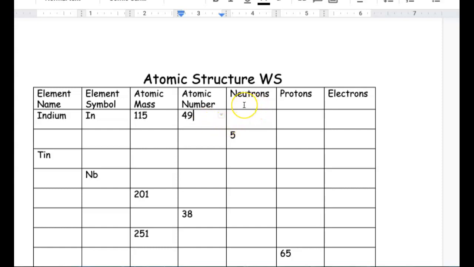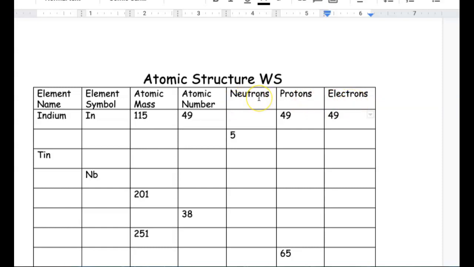I'm going to skip over the neutrons for a second. I want to fill in the protons and electrons first. If you recall from your readings, you know that the atomic number is based on the number of protons, so I'm going to fill that in with the same number as the atomic number. And because I have 49 positive charges, to make this a neutral atom, I have to have 49 negative charges. So these three columns will be the same. Cuts the work in half.